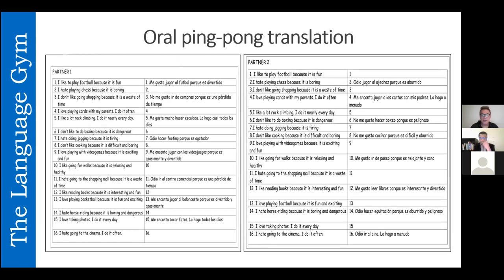Oral ping pong. The students have different cards with the same English thing, in this case, because my students are English learners of Spanish, but they have different parts translated and they're challenging each other. They're saying, hey, how do you say I like to play football because it is fun in Spanish? And partner two, who doesn't have the answer, needs to come up with the answer. And it's a game. They get 3 points if they say everything correct, 2 for 70%, and 1 point if only the verb is correct.